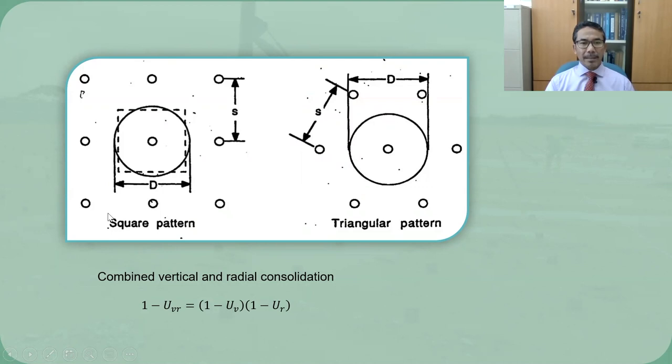Okay, these are the vertical drain patterns. On the left hand side is the square pattern. So if we can observe, these are the vertical drains. So we can see the pattern here is square, right? And S here is the spacing between vertical drains. Since it's a square, this S should equal this S. And D here, the equivalent diameter of the soil around the drain, is given as this circle.